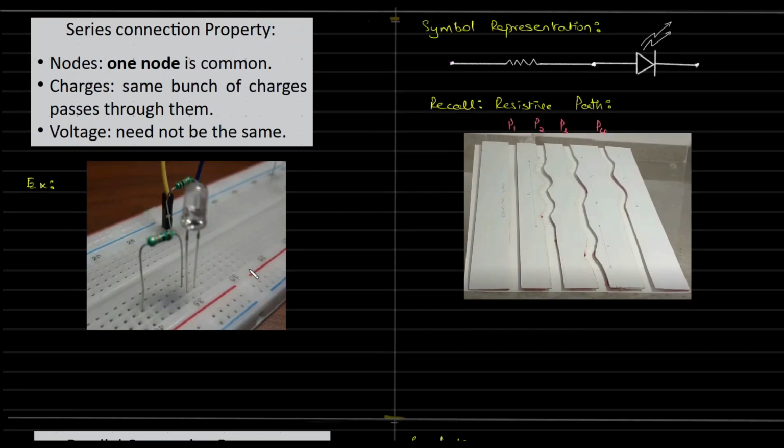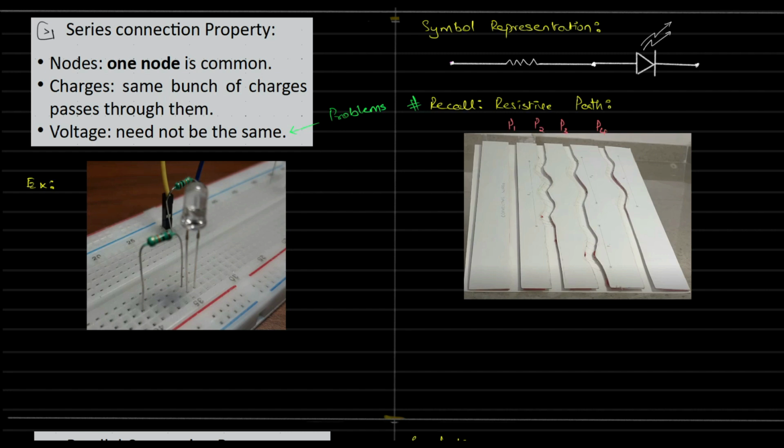So what is series connection? In terms of its property, the number of nodes that they share is 1. In terms of charge, the same bunch of charge passes through them. In terms of voltage, it need not be the same. This you'll understand once you do numericals. Okay. If you want to exactly understand all of this, let's move on to this resistive path, right?